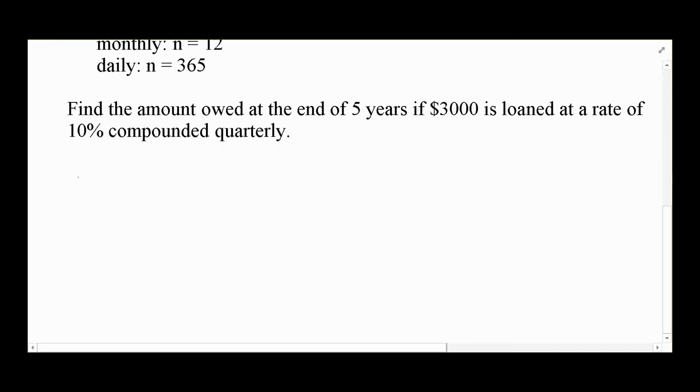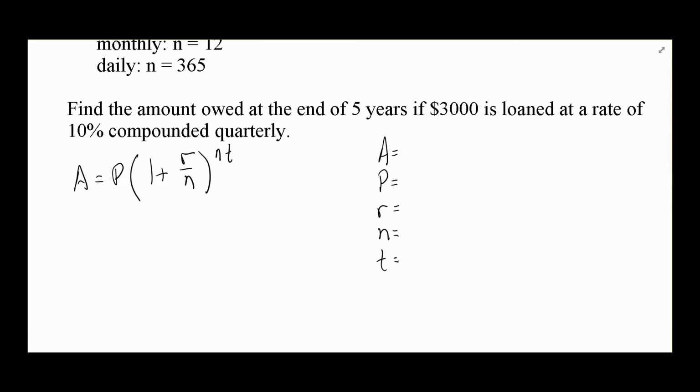What I expect you to do in a problem like this is write out the controlling formula, which was at the top of our page. Then I expect you to write out each of these variables, put a value into whichever ones you know, and then say, what am I trying to solve for?